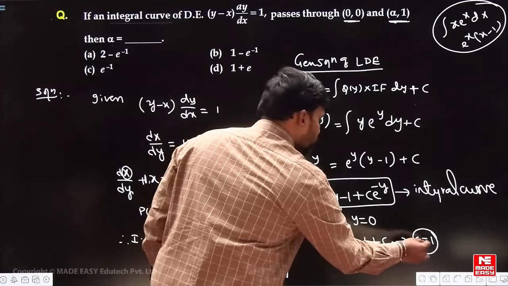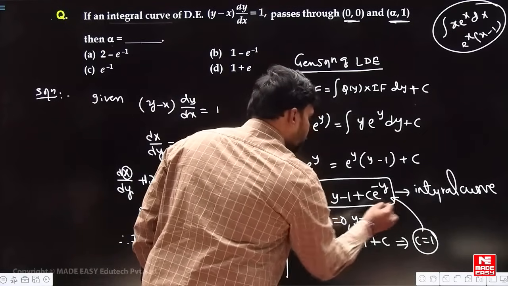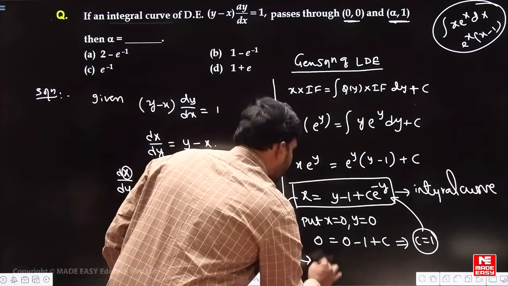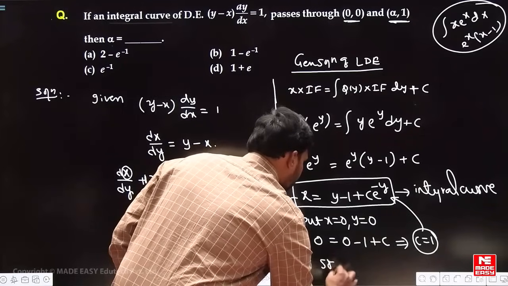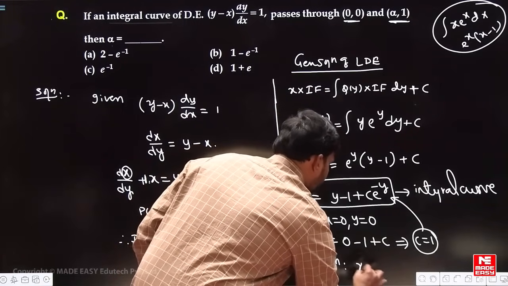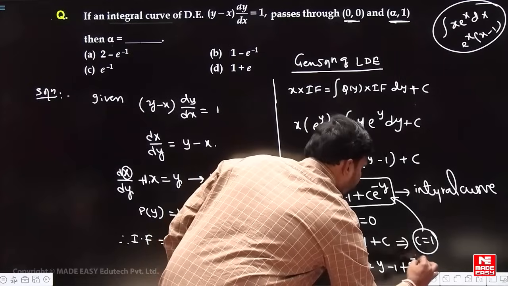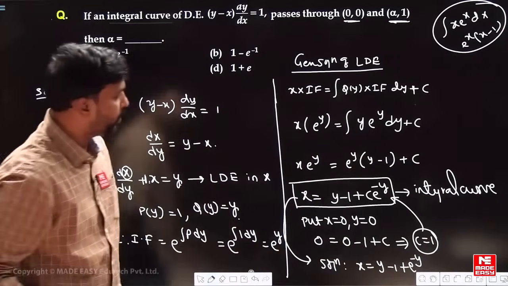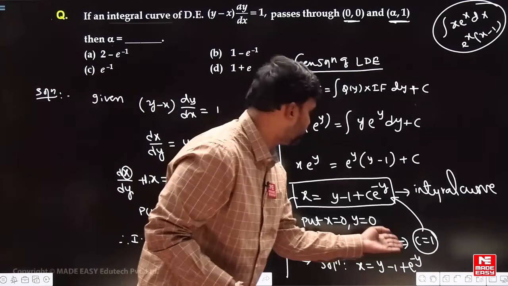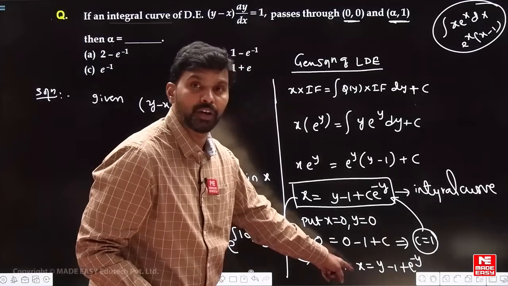So with c equal to 1, if you put it in the solution, then the solution of this differential equation is x equals y minus 1 plus e power minus y. This is the solution for x.